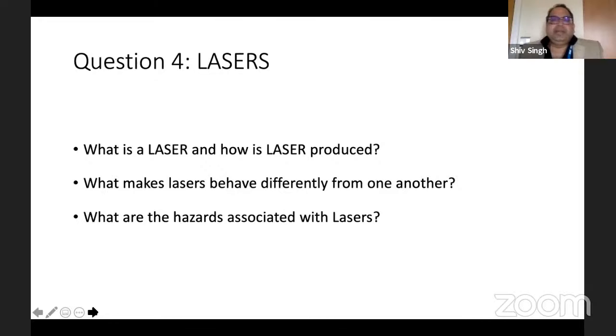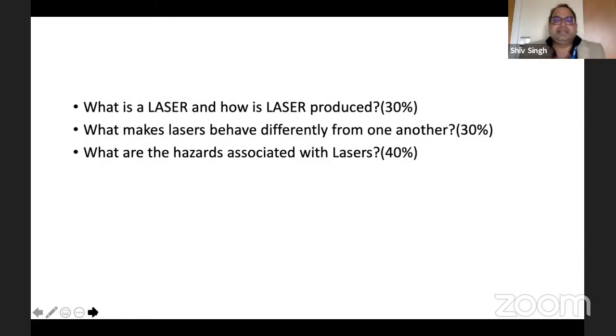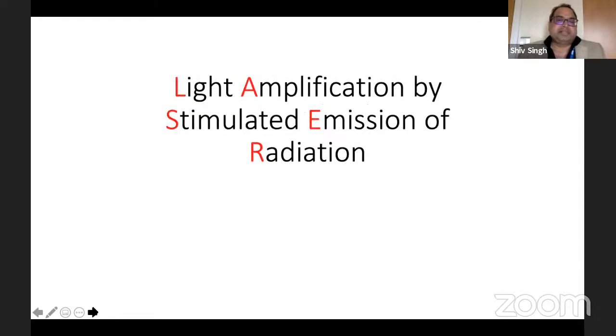Moving on to the fourth question, on lasers. What is a laser? How is a laser used? What makes lasers behave differently from one another? And what are the hazards associated with lasers? This is another way of asking that question. So we're giving 30% to the basics, 30% to how they are different, and 40% to the hazards.